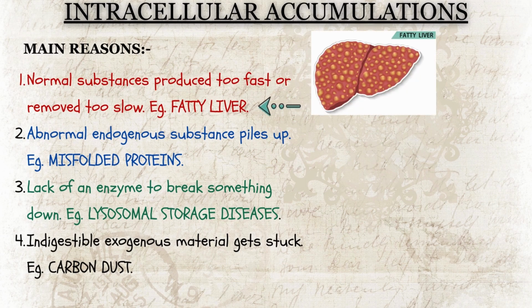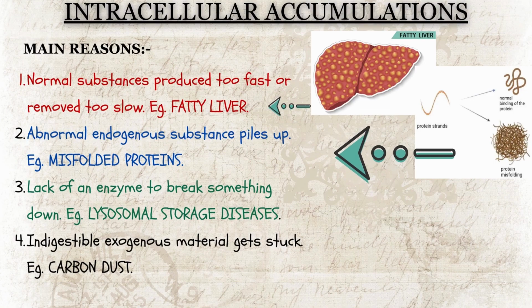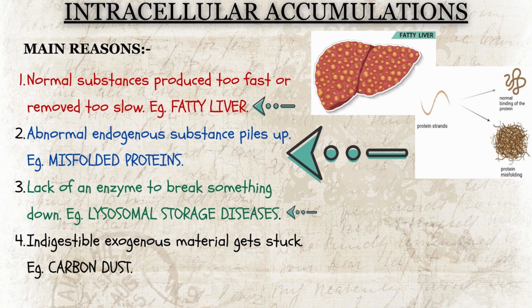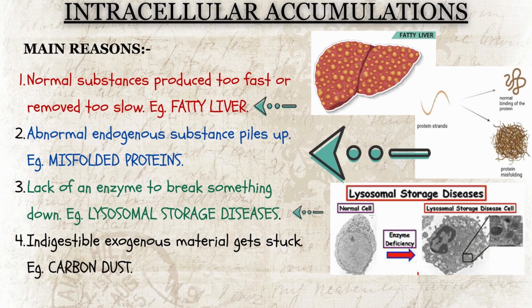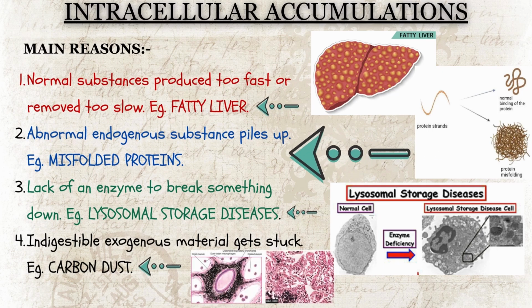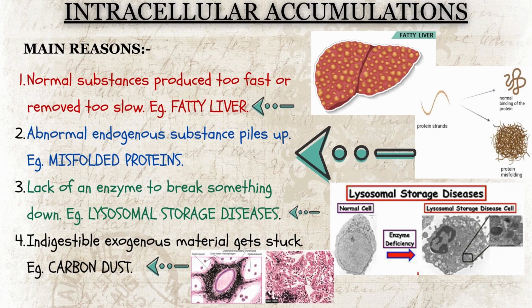Example, fatty liver. Abnormal endogenous substance piles up. Example, misfolded protein. Lack of an enzyme to break something down. Example, lysosomal storage disease. Indigestible exogenous material gets stuck. Example, carbon dust. Let's look at the major ones.